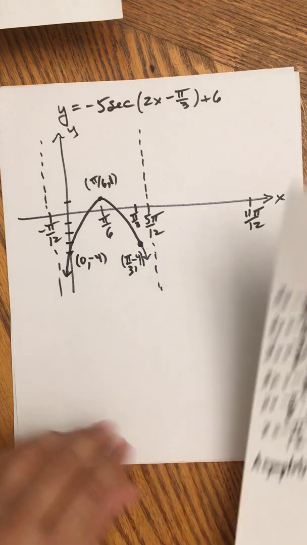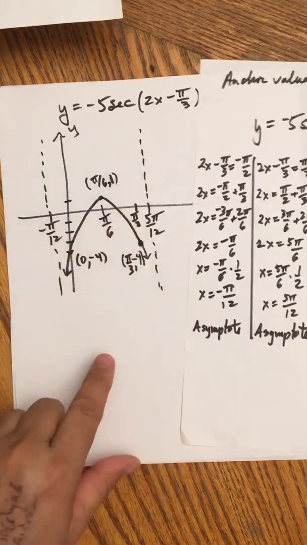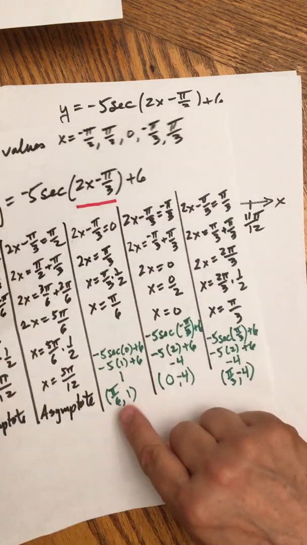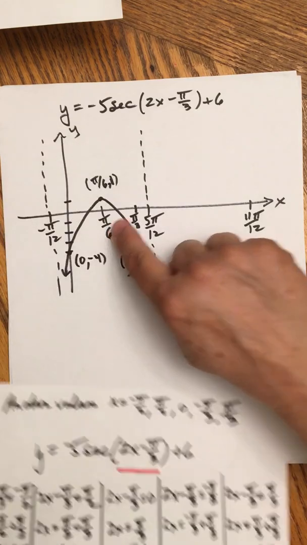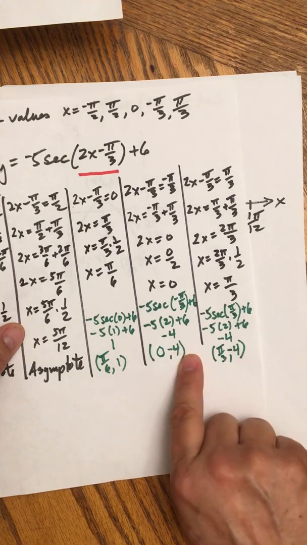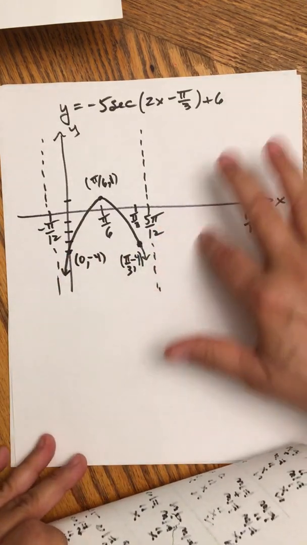All right? So let's come and go back. Here's negative pi over 12 to 5 pi over 12. There's my asymptotes. And then my center value. Make sure I'm centered here. Yeah. Pi over 6 ends up being 1. And then 0 and pi over 3 end up at y equal to negative 4. So there you are.